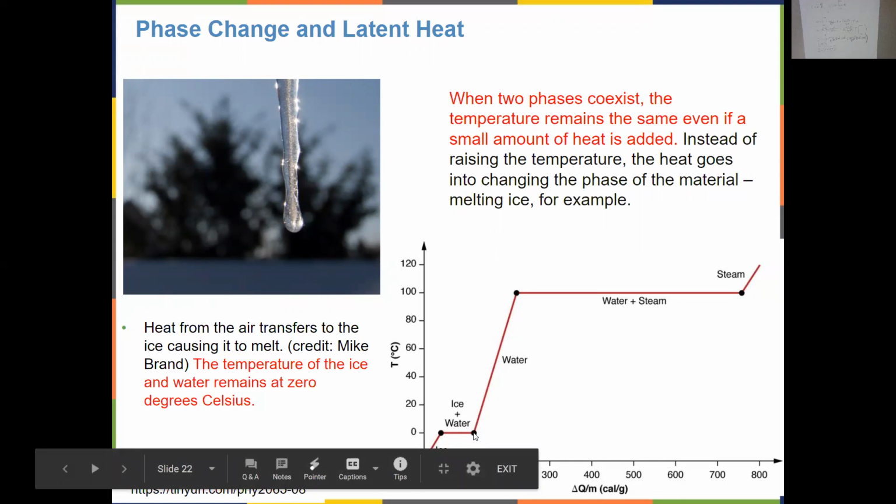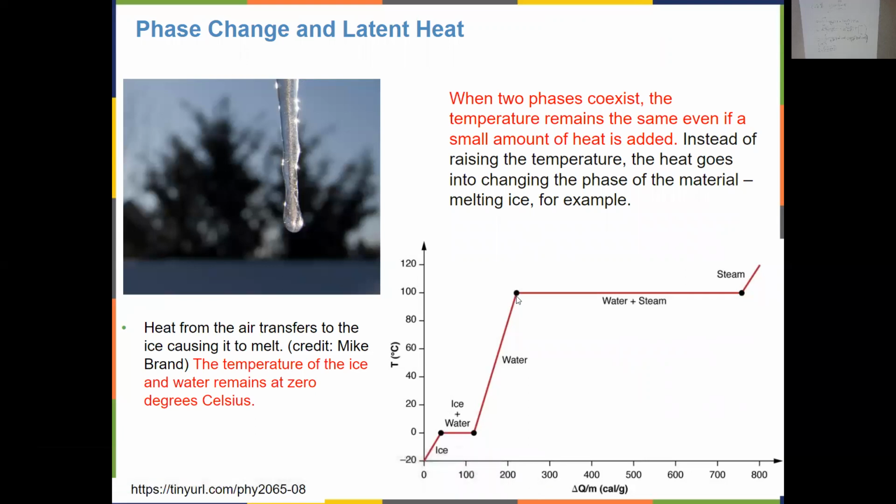Now, after that, if you keep adding heat into the water, then the temperature of water will increase, until you reach 100 degrees Celsius where the water is boiling. So now you will start to have phase transition of water into vapor form. So you will have a mixture of water and steam. If you keep heating the water, then water will become steam. And then after that, if you keep adding heat into the system, the temperature of the steam will increase.